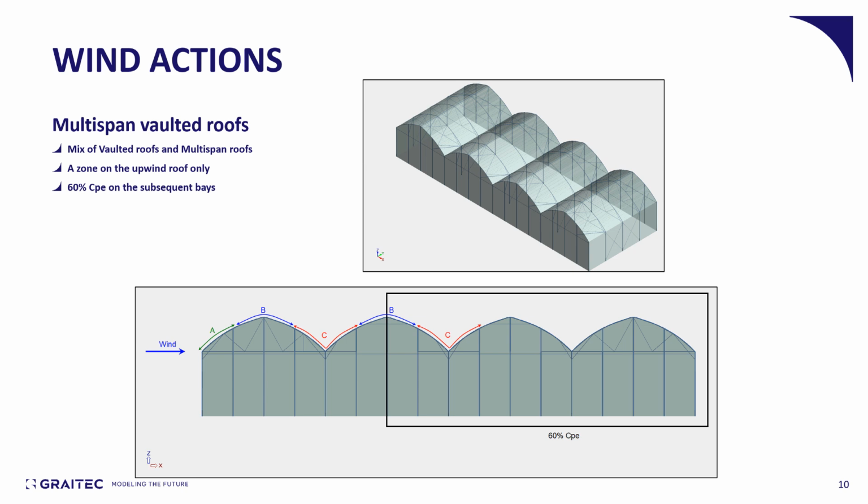And advanced design is also able to deal with multi-span vaulted roofs, even though they are not described in the Eurocode 1. But to treat them, we are combining the principles from vaulted roofs with the principles from multi-span roofs. First of all, the peak forces from the A zone will only apply to the very first bay. The other bays will only get the B and C zones. And then after 1, 2, and 3 half bays, we will start applying a reduction on the pressure coefficients. We will only keep 60% of the CPE values. So you see, from vaulted roofs, we are using the A, B, and C zones, and from multi-span roofs, we are applying the reduction of CPE on the subsequent bays.